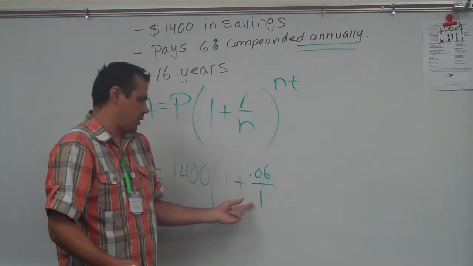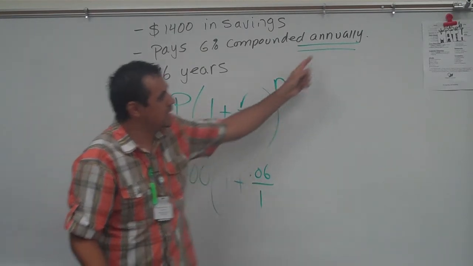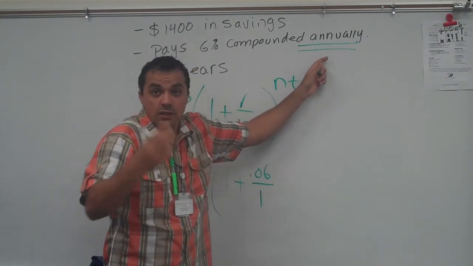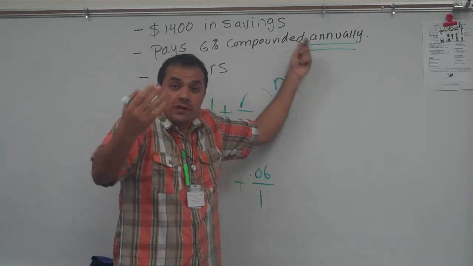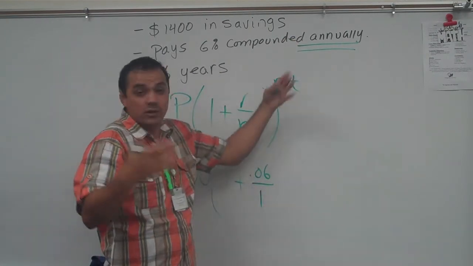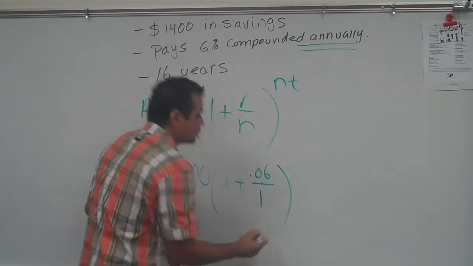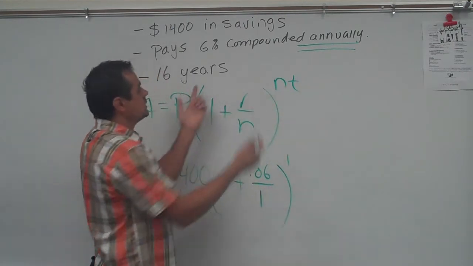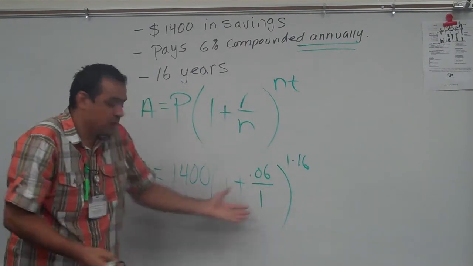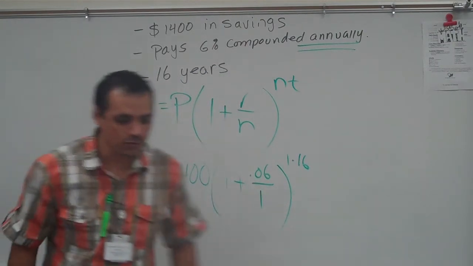So you're thinking, why would I even write it? It doesn't make a difference. Well, sometimes it's not annually. If it says semi-annually, that means twice a year. Quarterly, 4 times a year. Monthly, 12 times in a year, and so on. You get the idea. All to the 1 times t. T is 16. So all I'm going to do now, guys, is plug it in the calculator, and voila, it's going to give us our final answer.